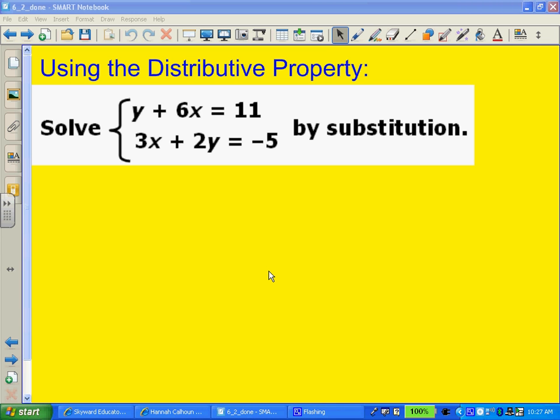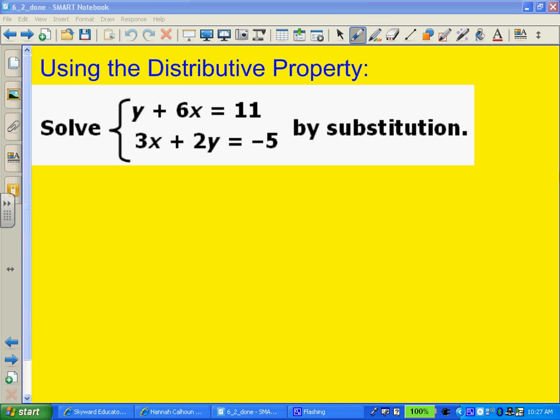Hello, we're going to continue with 6-2 today, talking about how to solve systems with substitution. And today we're just going to have to use the distributive property, which makes things just a little more complicated. So the steps start out exactly the same.